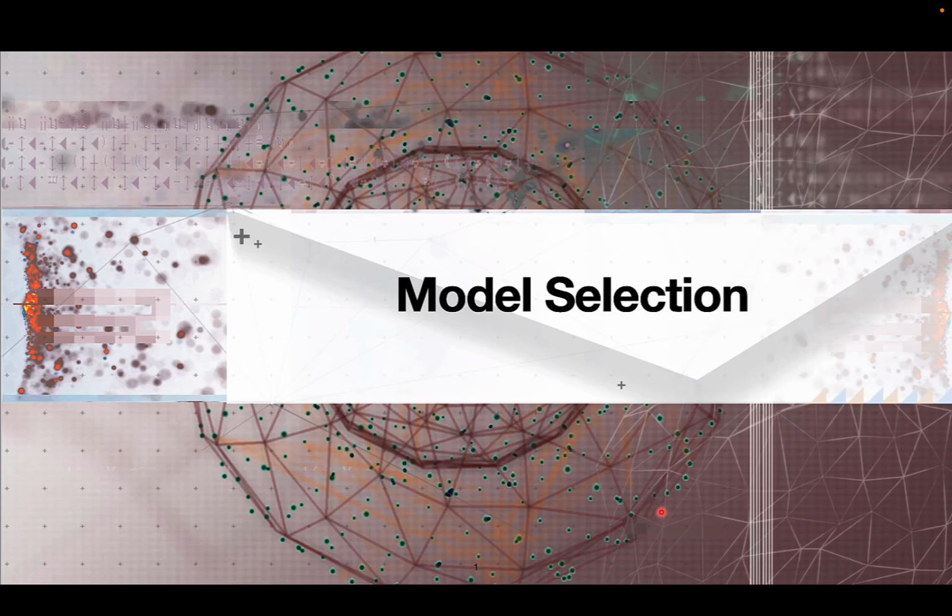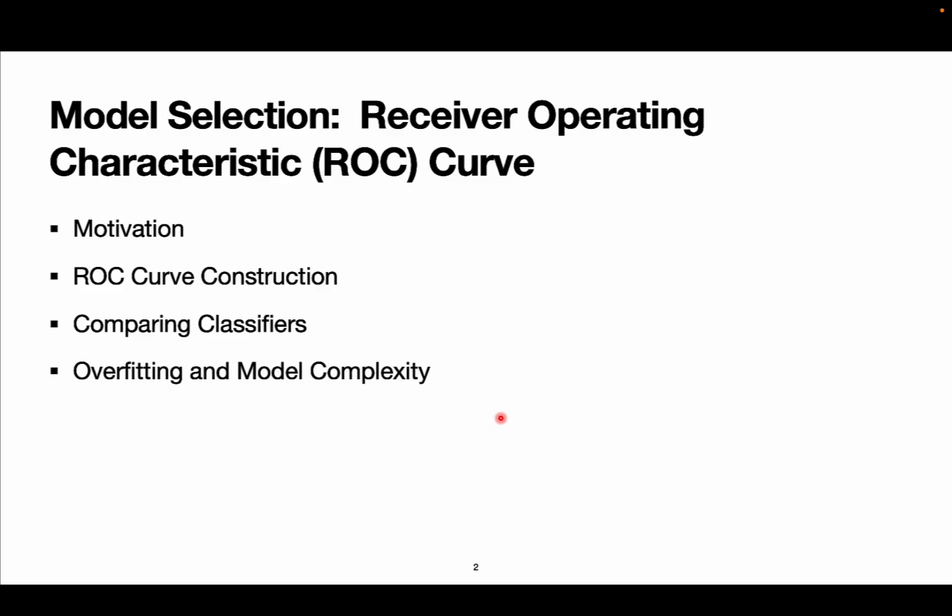In this lesson, we discuss model selection. We will start with a motivational example about the receiver operating characteristic ROC curve, how to construct an ROC curve to compare different classifiers, and finally, we will discuss how underfitting and overfitting play out as the model gets more and more complex.